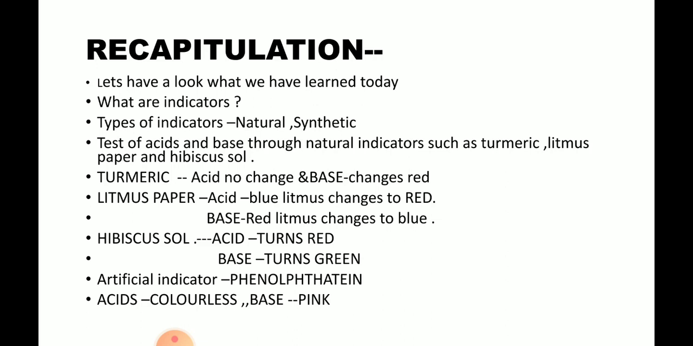And in artificial indicators, we have learned about phenolphthalein. Phenolphthalein is an artificial indicator. When we mix it in acid, it becomes colorless. But when we put drops of phenolphthalein in a base, it shows dark pink color. So it is phenolphthalein. I think you all got how we can test acids and base.